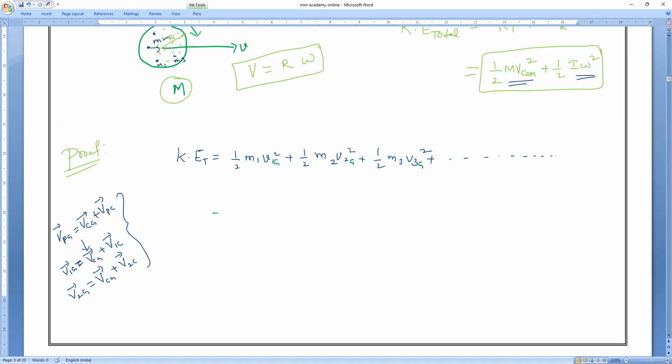So I will replace everything: half m1 v1 squared. What do you mean by v1 squared? V_CG plus V_1C, the whole squared. Next, second one: half m2 v2 squared, where v2 means V_CG plus V_2C, whole squared. Plus, let it be 2 is enough for us, we will go with that. So now half m1 times (A plus B) whole squared. You all know it yourselves, you tell me: A plus B whole squared, what will happen?